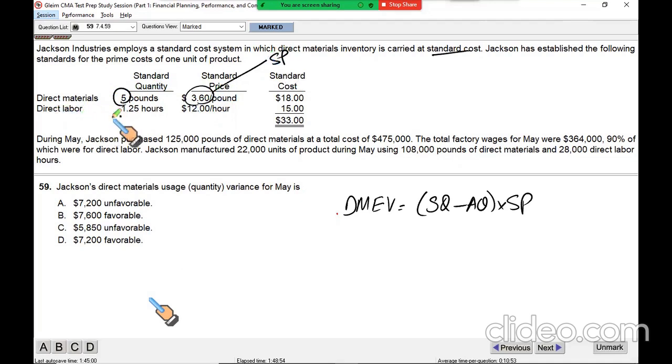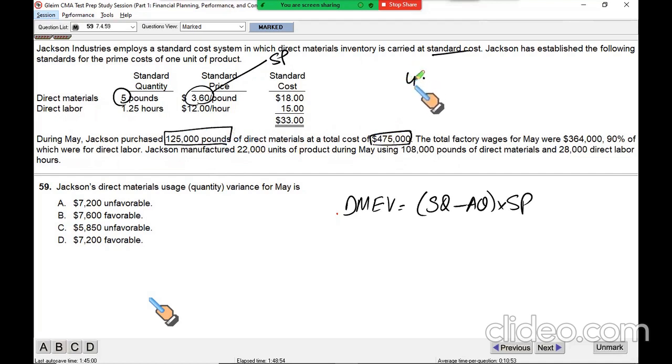Direct labor, we are not interested at the moment. During May, Jackson purchased 125,000 pounds. That's the quantity purchased at a total cost of 475. If you use these two pieces of information, you can calculate the actual price.